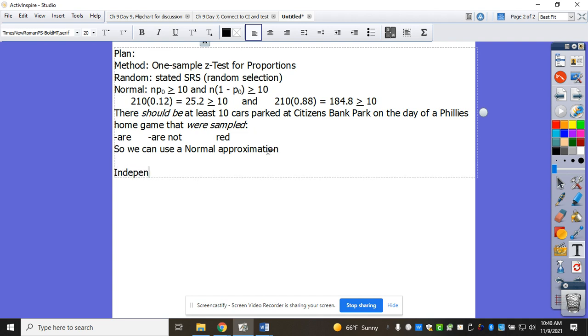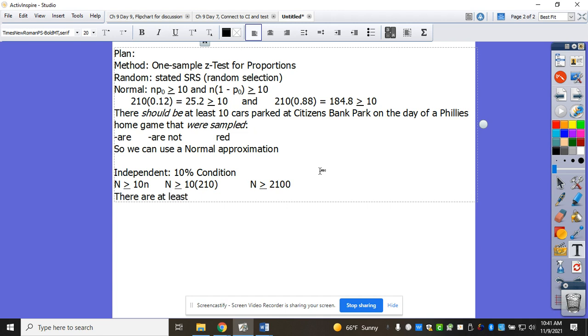Let me finish with independent, which is the 10% condition, which people are starting to forget to write. So I'm taking capital N is greater than or equal to lowercase n. Our lowercase n is what? So then I need to say there are at least what?